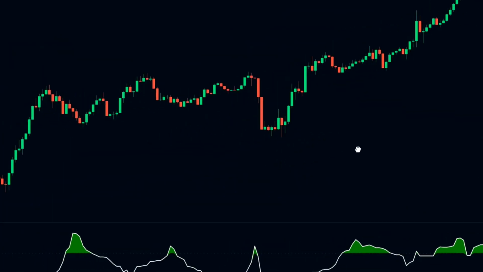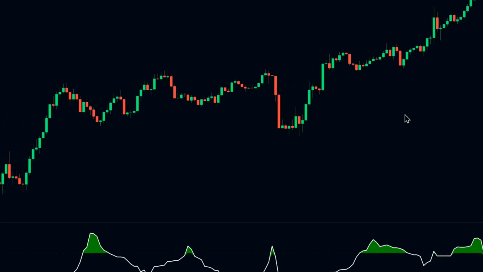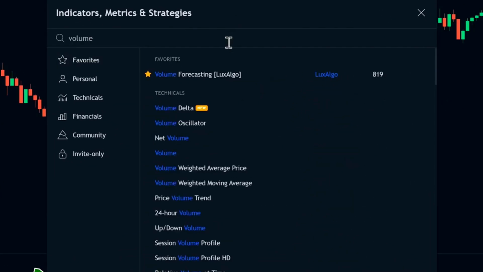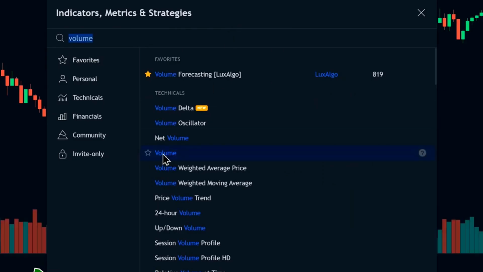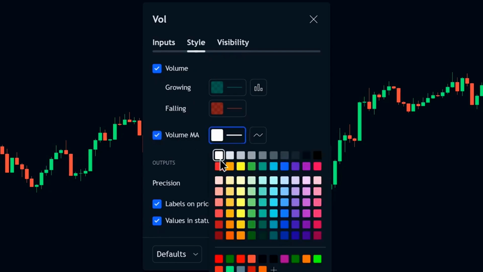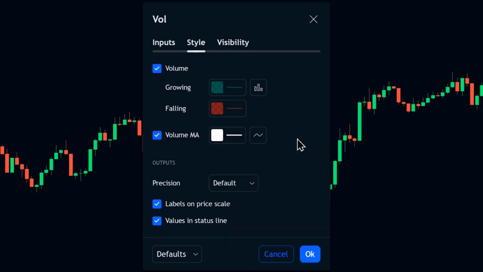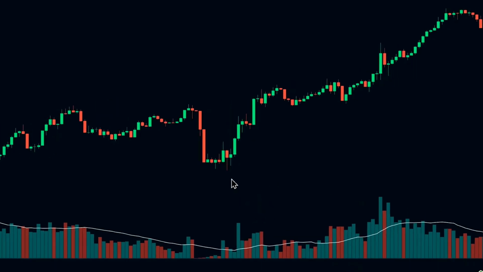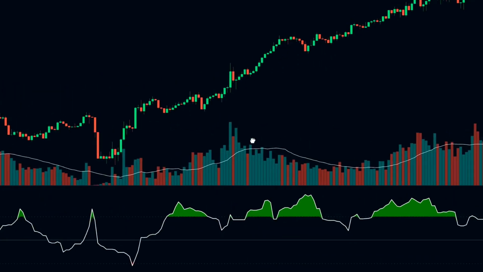Back to the video. To add the additional indicator, open the indicator search tab and type in volume. Select the volume indicator from TradingView under the technical section. Double-click to adjust the settings. In the Style tab, enable the volume moving average and set its color to white. This volume indicator helps ensure there's enough market volume to move the price in the direction you want.